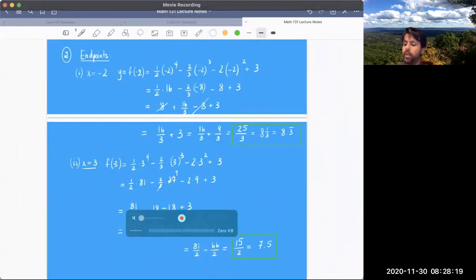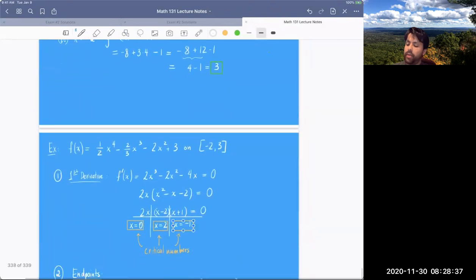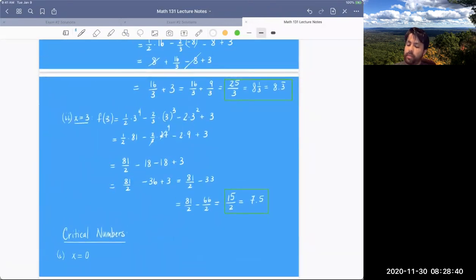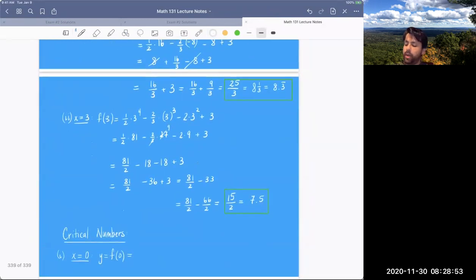So now let's move on to the critical numbers. We have three of them. We have three critical numbers. So the first one is x equals what? x equals 0. That should be relatively simple. When I plug in f of 0, all the x values become zeros, and I'm only left with 3. So that's a quick one. f of 0 is 3. So that's going to be my y value.